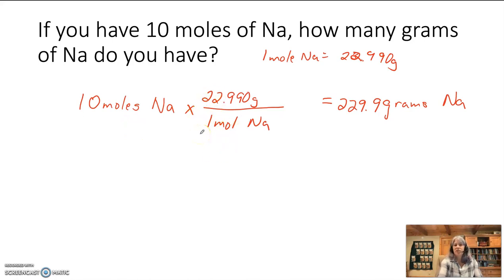Okay, so again, an error that students make will always be flipping over the conversion factor, and there are two ways to check. One way is that your units will cancel, moles will cancel, and you'll be left with the grams, which is what you want. And the other way is to sort of think it through. If 1 mole is 22.9 grams, and you have 10 moles, you have 10 times as much. So it's 229.9 grams. So always think through the answer and whether it makes sense.